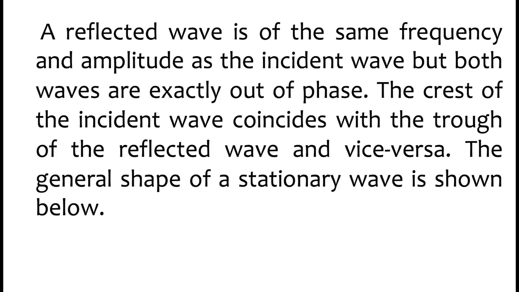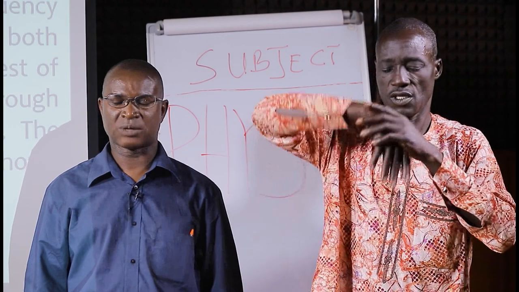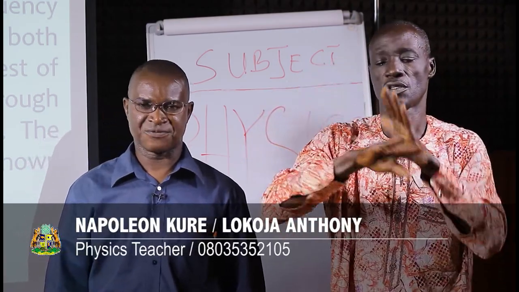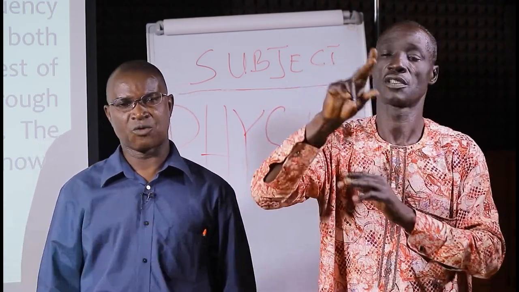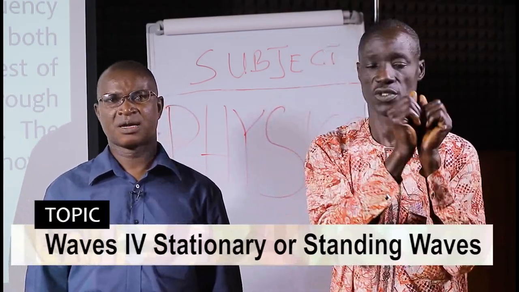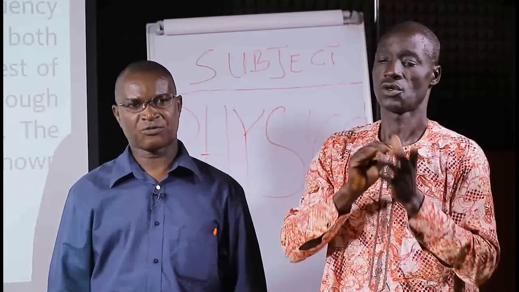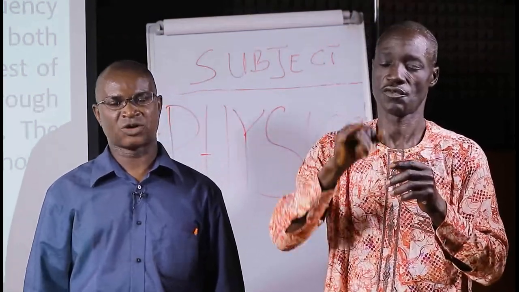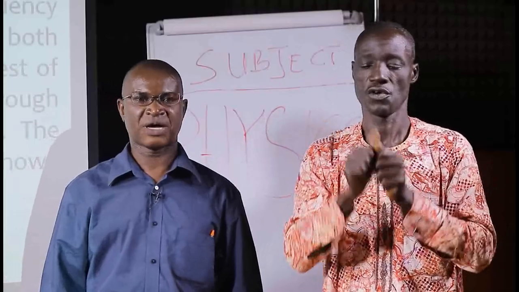What is a reflected wave? A reflected wave is of the same frequency and amplitude as the incident wave, but both waves, that is incident wave and reflected wave, are exactly out of phase. Under part 1, we discussed what we call in phase, when the crest of a wave and the crest of another wave coincide, or the trough of the incident wave and the trough of another wave also coincide. We refer to that as in phase.